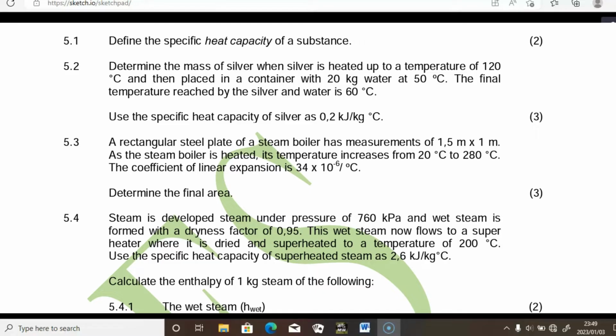And we move on. 5.2. They say determine the mass of silver, when silver is heated up to a temperature of 120 degrees Celsius and then placed in a container with 20 kg of water at 50 degrees Celsius. The final temperature reached by the silver and the water is 60 degrees Celsius. Use the specific heat capacity of silver as 0.2 kilojoules per kg degrees Celsius.